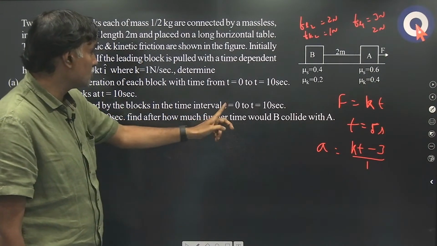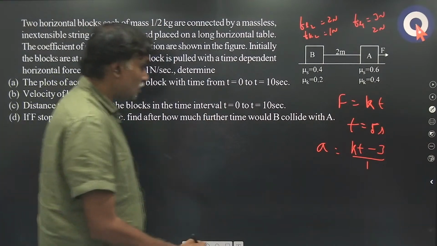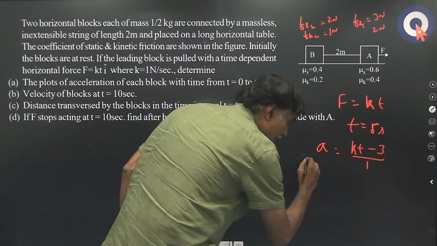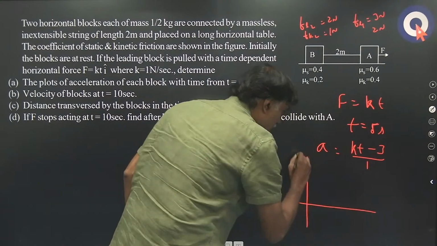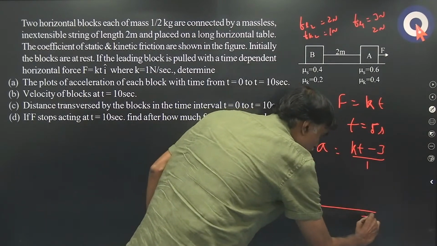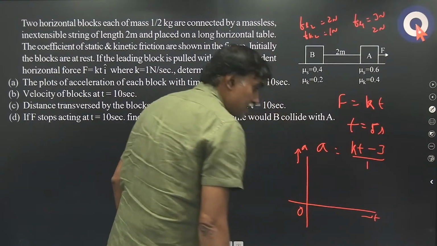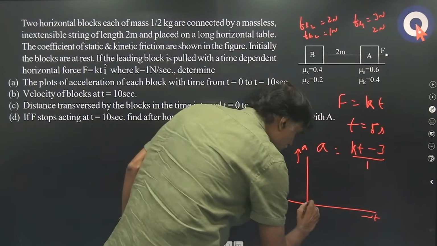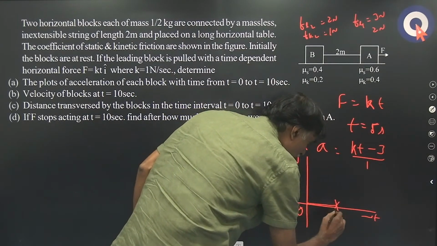Block in time interval 0 to 10 seconds. Okay, 0 up to 10 seconds. So what type of graph here? Acceleration of both the blocks will be the same anyhow, up to 10 seconds. So up to 5 seconds it is 0, so the graph is along the x axis.